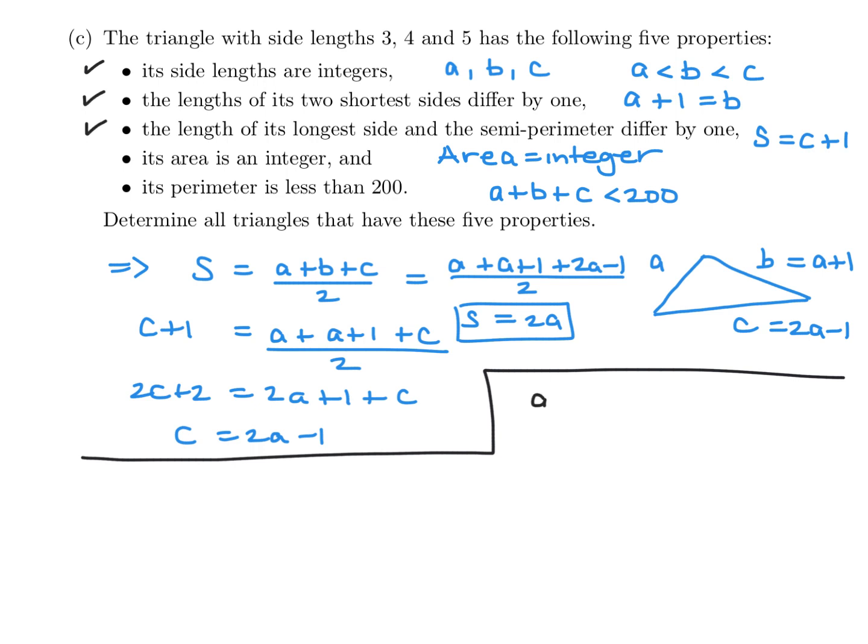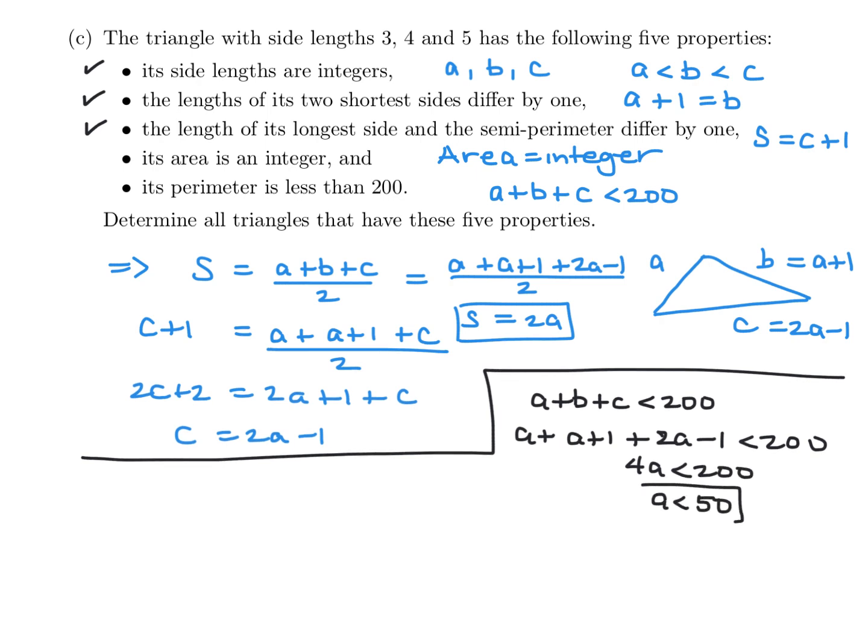Well, the area, a plus b plus c, is less than 200. Oh, sorry, that's the perimeter. So a plus b, which is a plus 1, plus c, which is 2a minus 1, is less than 200. So that's what? 4a is less than 200. So that means a is less than 50. Okay? That's another hopefully helpful finding.